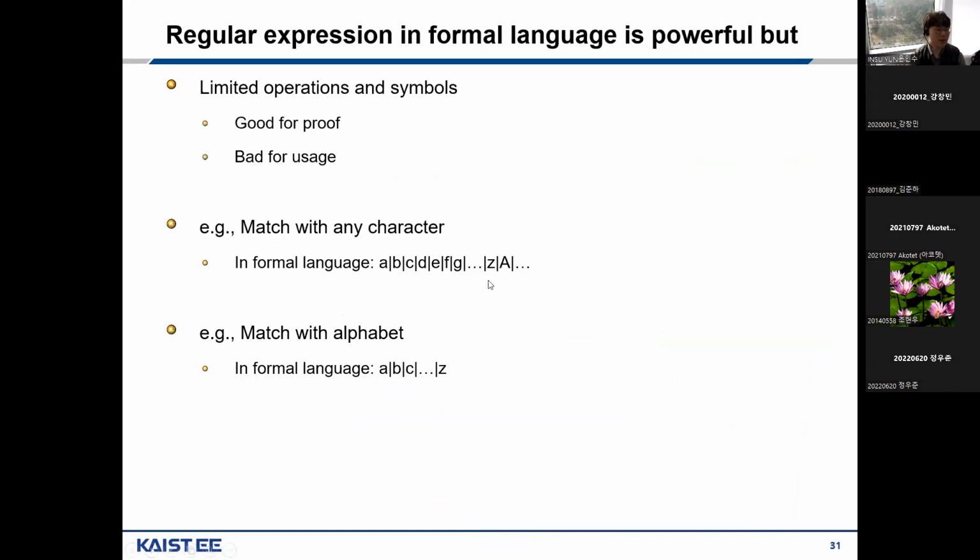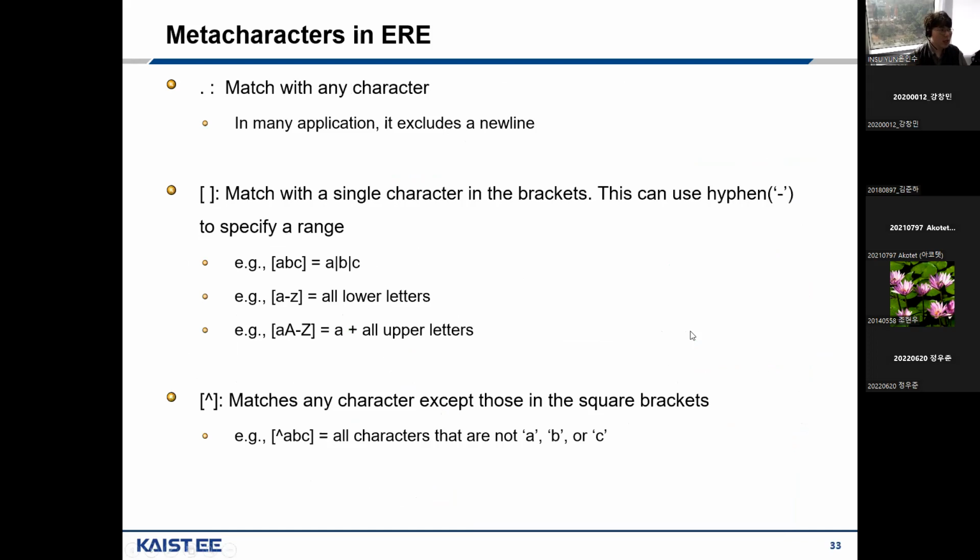So to avoid this kind of tedious expression, what ERE supports is that they introduce meta characters. They use a dot. If you see the dot, it will match with any character. So instead of having this tedious thing, we can use just a dot to represent any character.